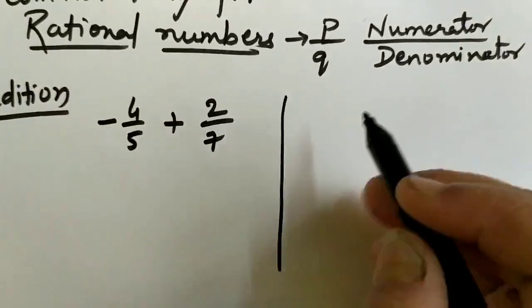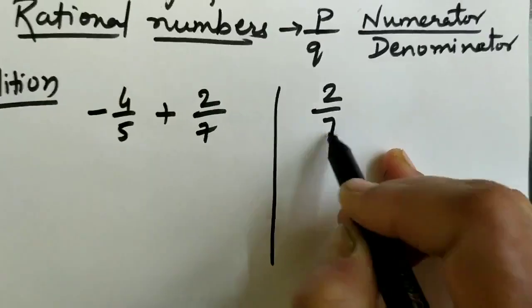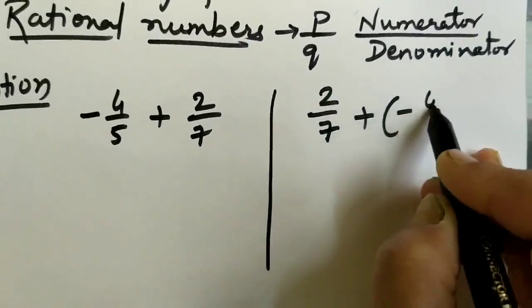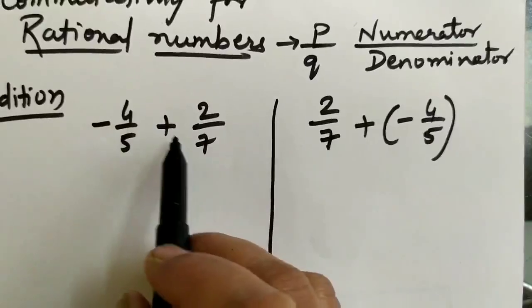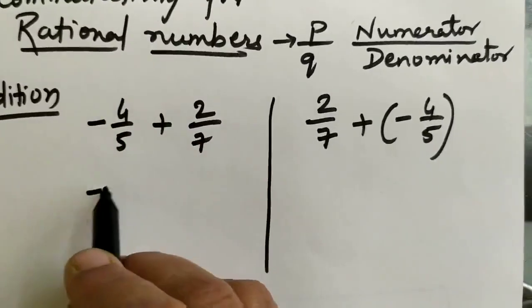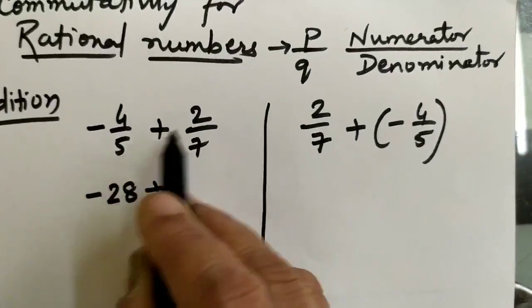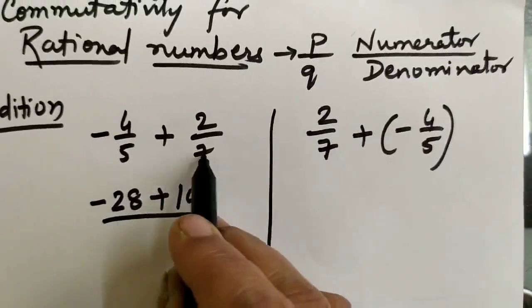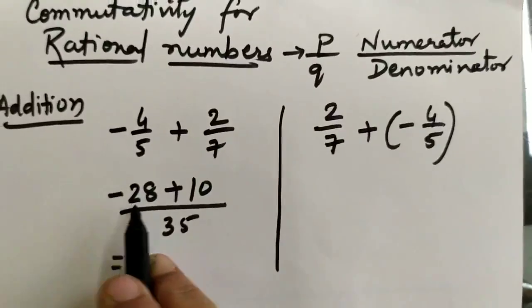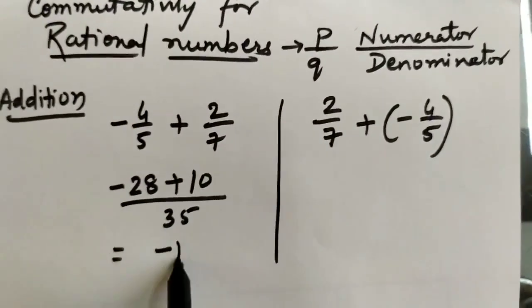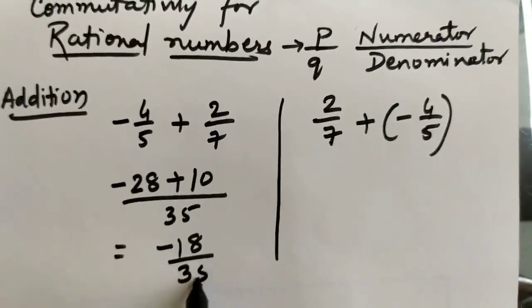And interchanging the numbers, we will get 2 upon 7 plus minus 4 upon 5. We will solve both the sides by cross multiplication. 7 4s are 28, so minus 28 plus 5 2s are 10 upon 7 5s are 35. So here we will get the answer minus 28 plus 10 will be minus 18 upon 35.